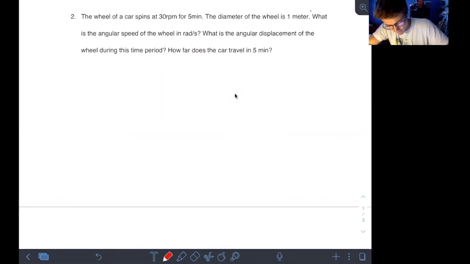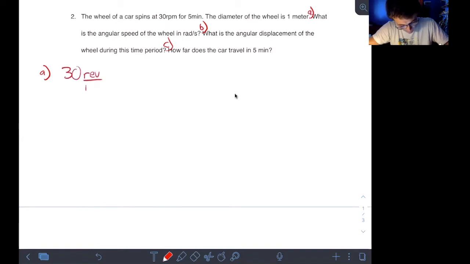So this is part A: what is the angular speed? Part B is the angular displacement. Part C is how far does the car travel? So part A. We're given a speed, right? The car's wheel spins at 30 revolutions per minute, and we want to get to angular speed. What is the unit of angular speed? Well, it's radians per second. So how do we do that?